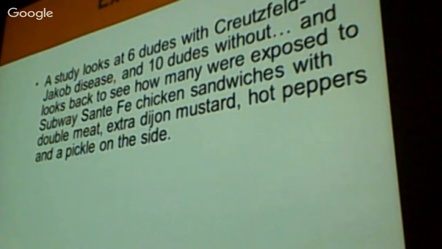What kind of design is that? The giveaway is I look back to see. Is that case control? Absolutely. Now, if I've done this same experiment using a cohort method, how would it look?